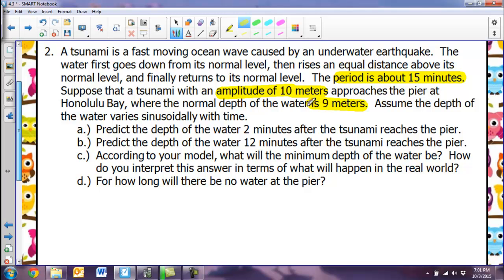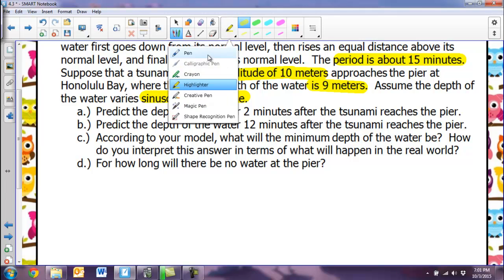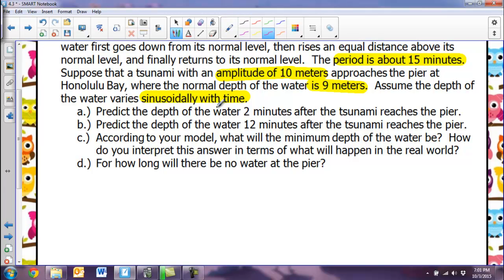And we just said that sounded a lot like my vertical shift. Assume the depth of the water varies sinusoidally with time. Okay, the first thing it asks me to do is predict the depth of the water. Well, that's nice and all, but before I can do that, I need an equation. And before I can do that, I need a picture. And so always, always, always try to draw the graph and then write the equation, even if it doesn't explicitly ask you. Otherwise, you're probably going to miss the questions.